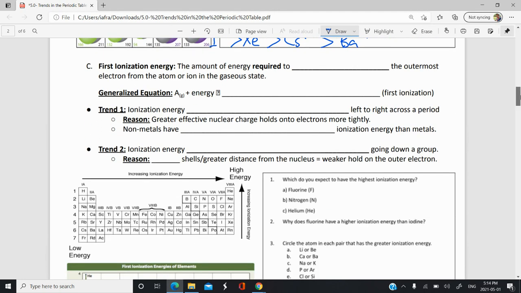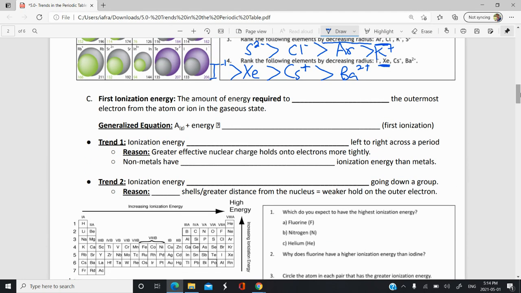So here we are, first ionization energy: the amount of energy required to remove the outermost electron from the atom or ion in its gas state. If you want to write a general equation for the first ionization energy, we need to remove the first electron there.